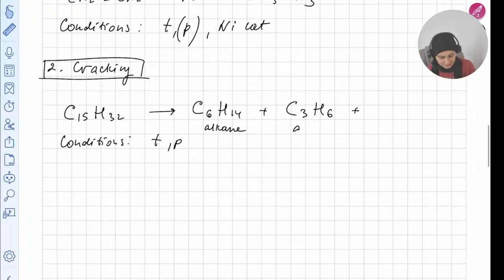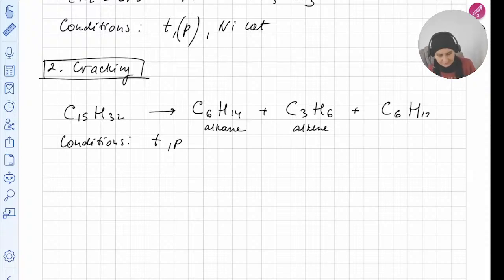This is an alkene because it's CnH2n. And then what would the other one be? If we just form one more, then okay, I'll use my calculator. So carbons, I need 15 minus 6 minus 3. That's 6 carbons. And let's see if I get C6H14 again. So 32 minus 14 minus 6, no, 12.